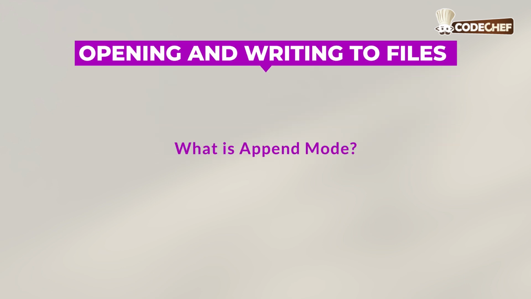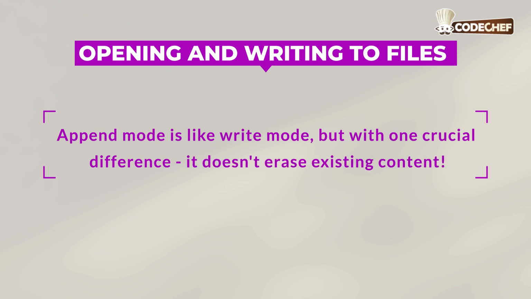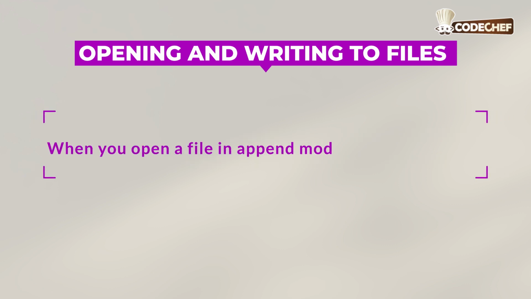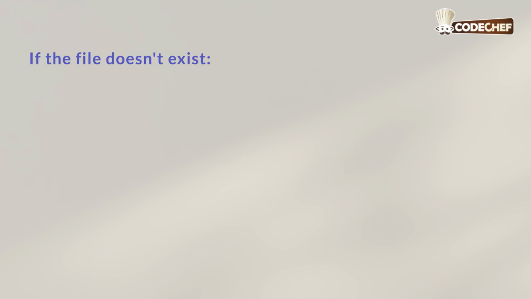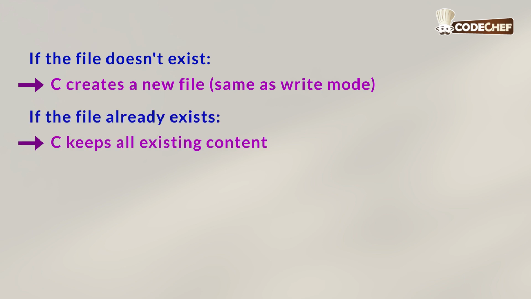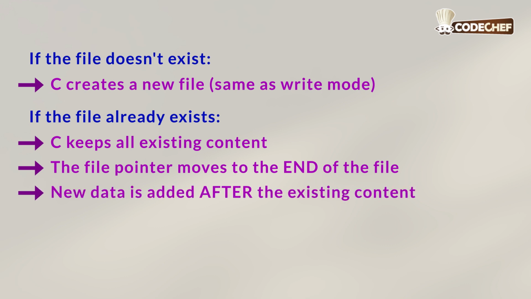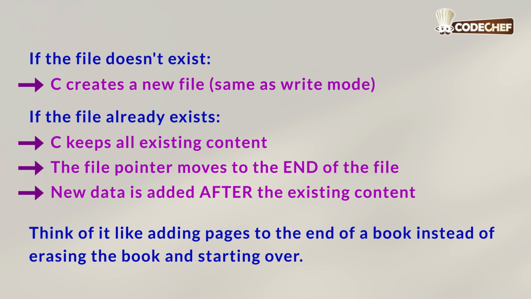What is append mode? Append mode is like write mode but with one crucial difference. It doesn't erase existing content. When you open a file in append mode using the a flag, if the file doesn't exist, C creates a new file, same as write mode. If the file already exists, C keeps all existing content, the file pointer moves to the end of the file, and new data is added after the existing content. Think of it like adding pages to the end of a book instead of erasing the book and starting over.